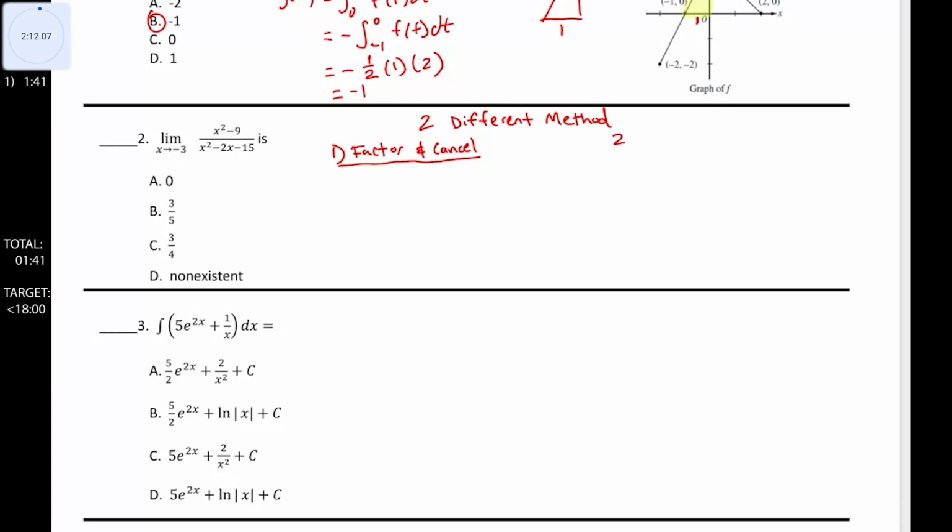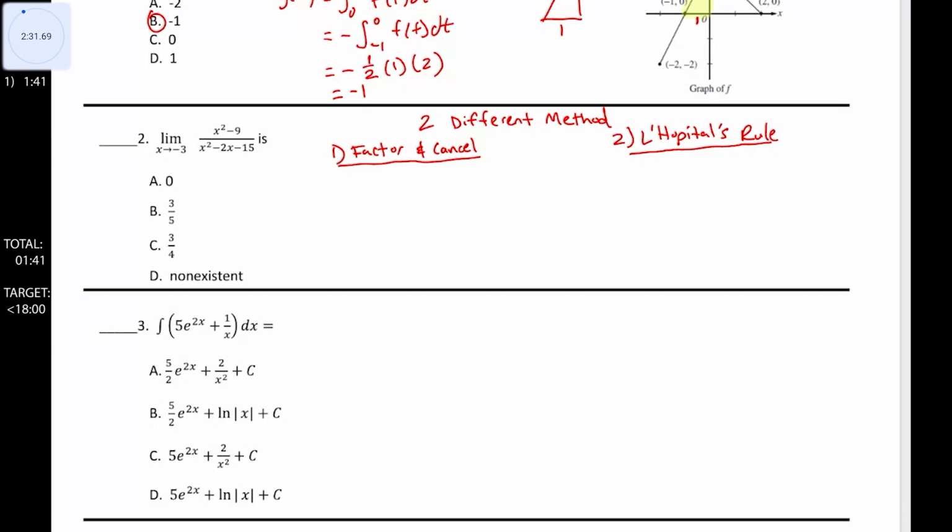The second method that we can use is called L'Hopital's rule. Now, be careful using L'Hopital's rule. You don't want to overuse it. L'Hopital's rule only can be used if you get an indeterminate limit when you find the limit of both the numerator and the denominator.